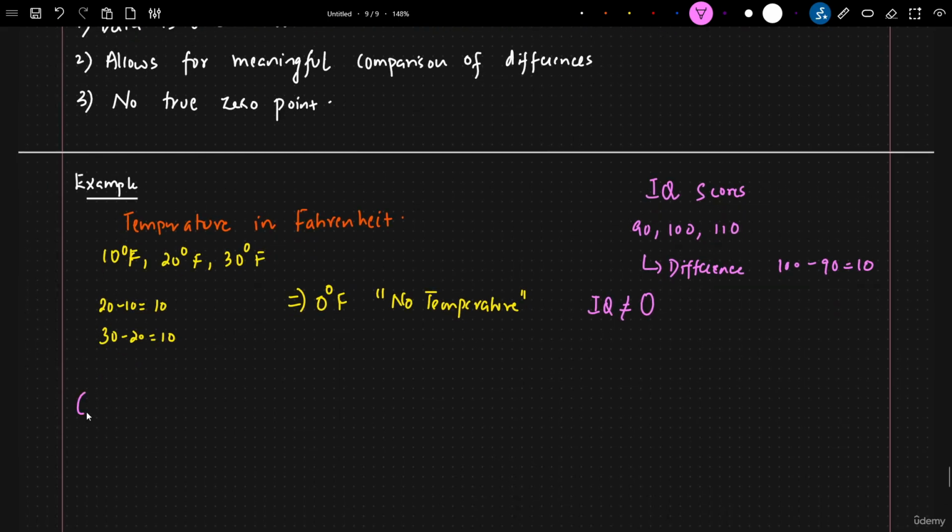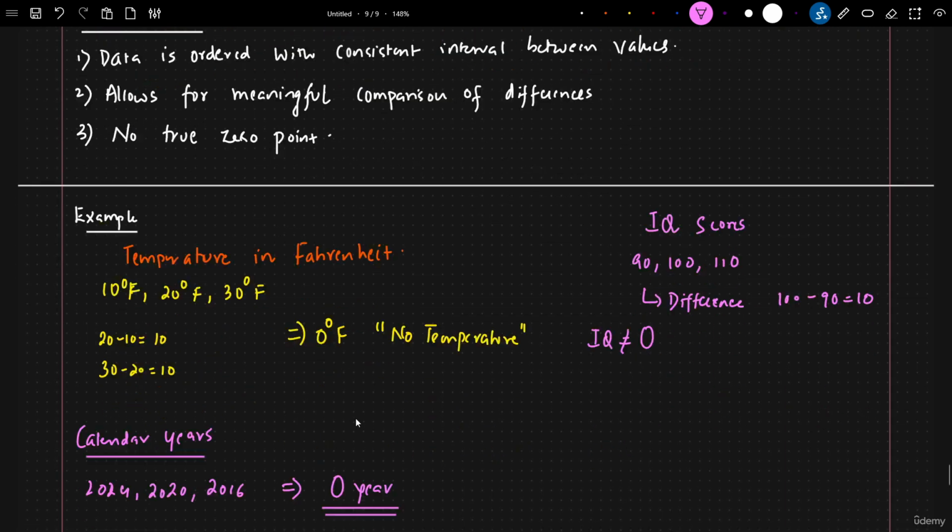One more example that I can take is calendar years. Right now it is 2024. Let's say the previous leap year was 2020, then 2016. If I do the difference of this, I will be getting 4 each time. So we can definitely calculate the difference. Here also, I cannot say year 0. It does not have a 0 starting point. No true 0 point itself. So these are some of the examples with respect to the interval scale.